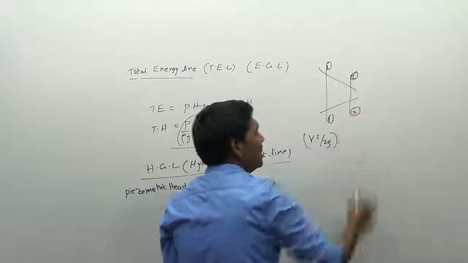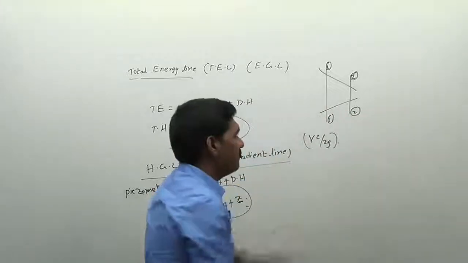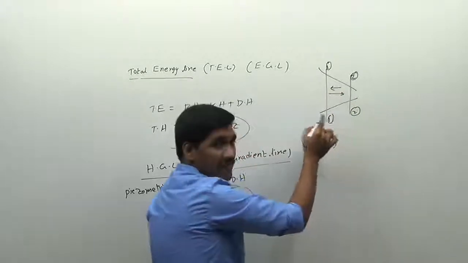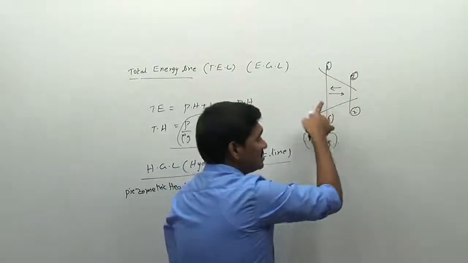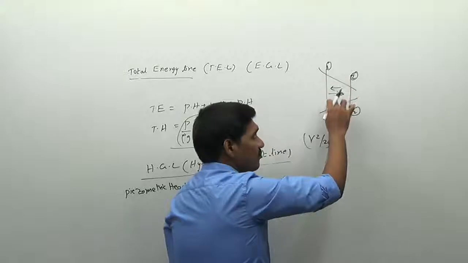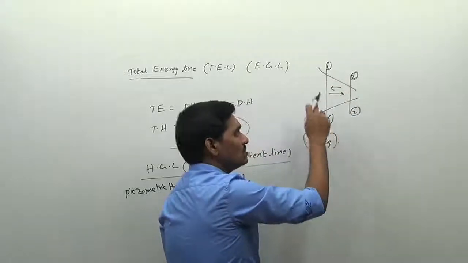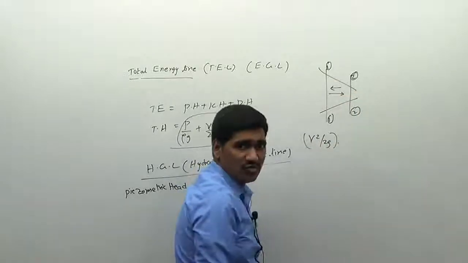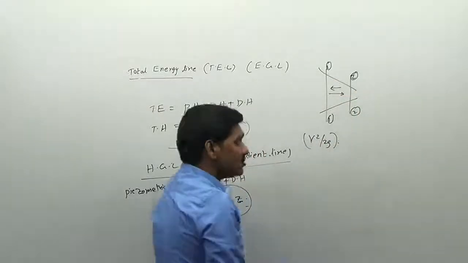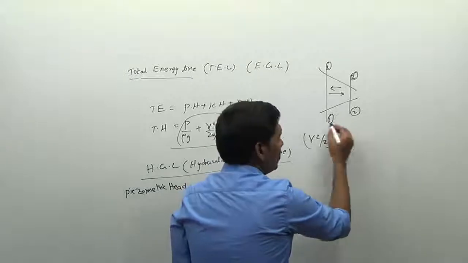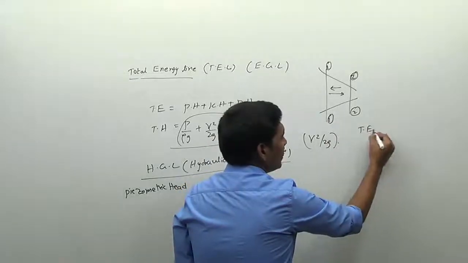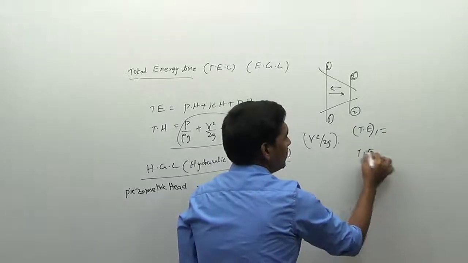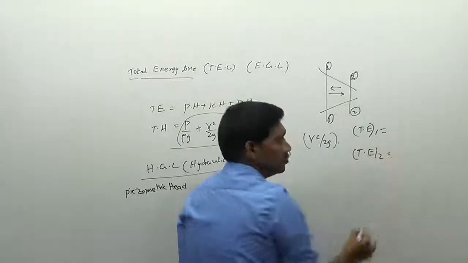For example, I want to know whether the flow is in this direction or in this direction. I want to know whether this nozzle has flow from section 2 to 1 or from section 1 to 2. I want to know the direction of flow. So what we have done is, for example, we have determined the total energy at section 1, and also we have determined the total energy or the total head at section 2.